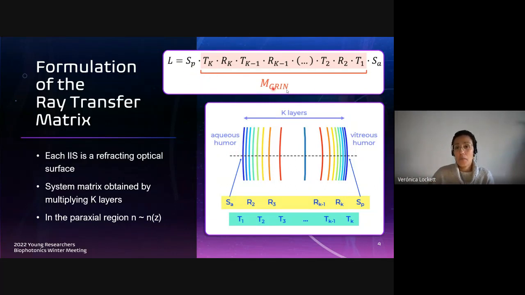So we're going to call M GRIN, the GRIN matrix, all the translations and refractions going on inside of the lens through the different layers. And then we'll multiply that matrix by SP and SA to find the whole matrix of the lens.